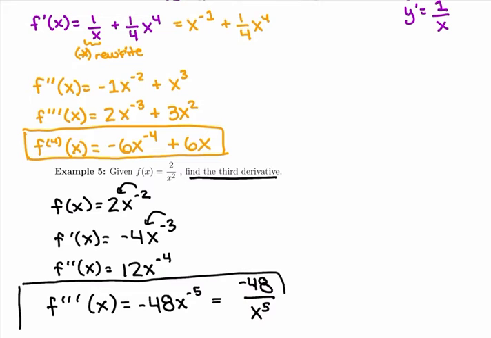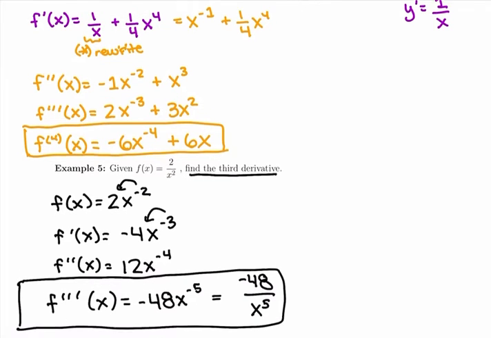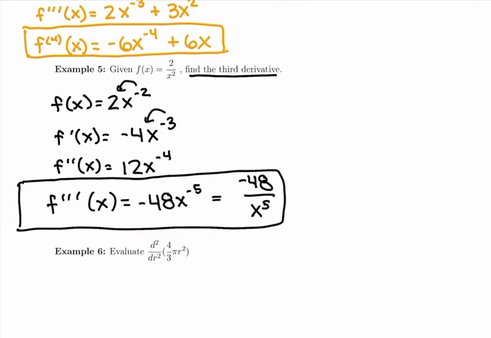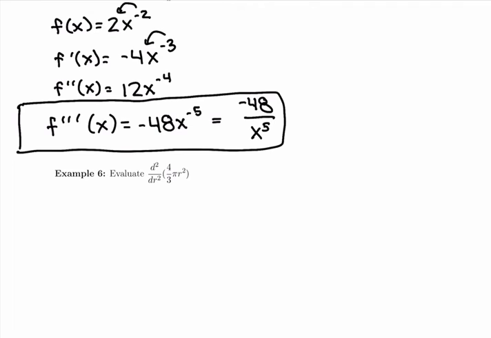I would not simplify at all unless it was a multiple choice and you just had to pick the simplified answer. Otherwise, I would have left it as just negative 48 x to negative 5, just so I don't have to worry about rewriting wrong.